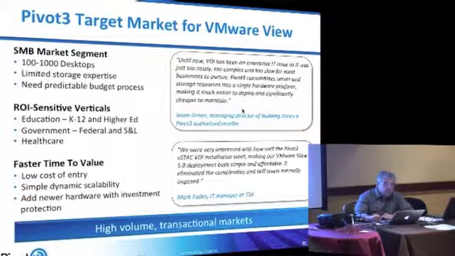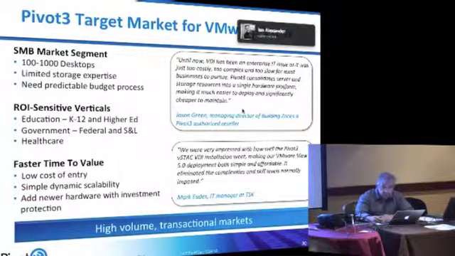Our goal here is to talk to folks that are similar in nature to what we had in the surveillance business, which was limited storage or very little, if any, SAN storage expertise, and that are looking for a predictable budget process. Great markets for us are going to be education, K through 12, higher ed, government, state and local, healthcare. We're even getting some inquiries now from lawyers, actually legals. So it's kind of interesting. They've got money though.